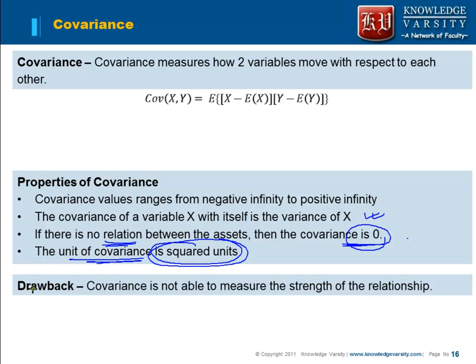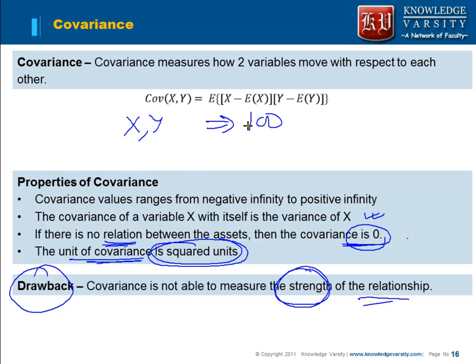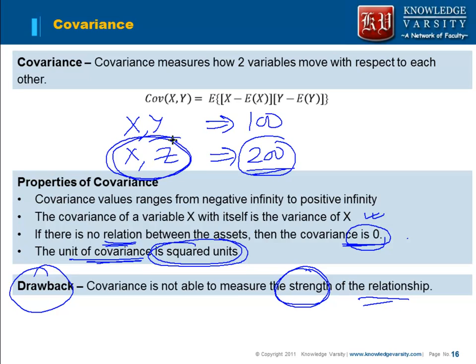Now one of the drawbacks of using covariance is that it is not able to measure the strength of relationship. Suppose between x and y the covariance comes as 100, and between x and z the covariance comes as 200. Here the covariance is higher, but it does not mean that the relationship strength between x and z is higher than between x and y. We will see that we need to standardize this covariance to get the strength of relationship. So higher covariance does not mean that the relationship is better.